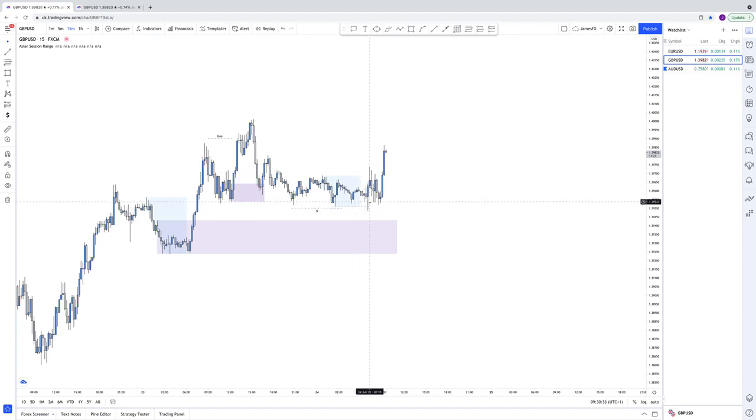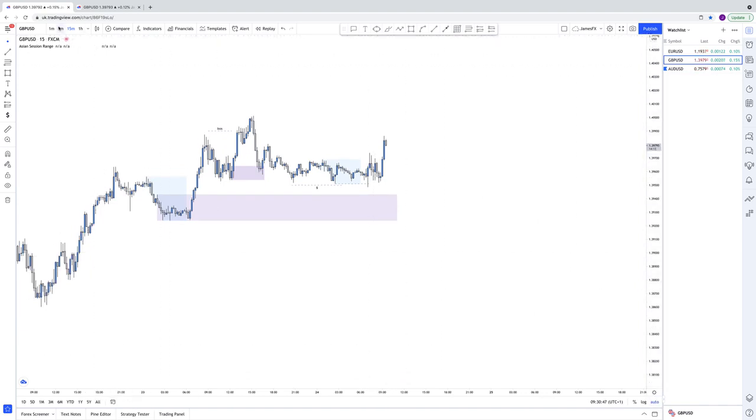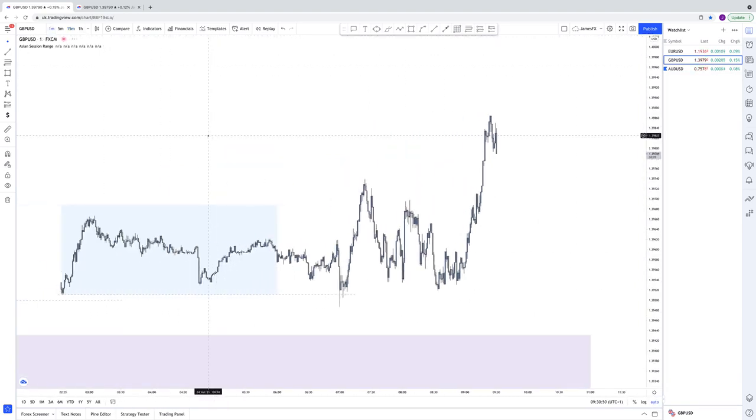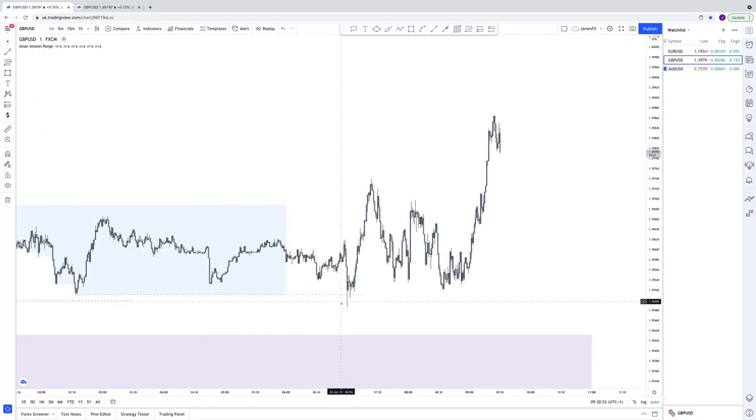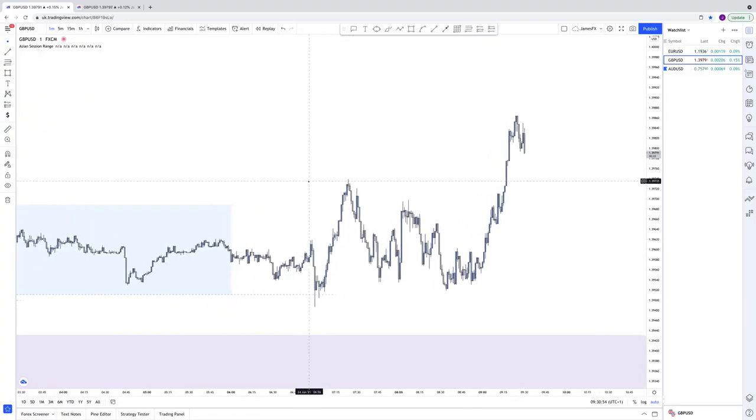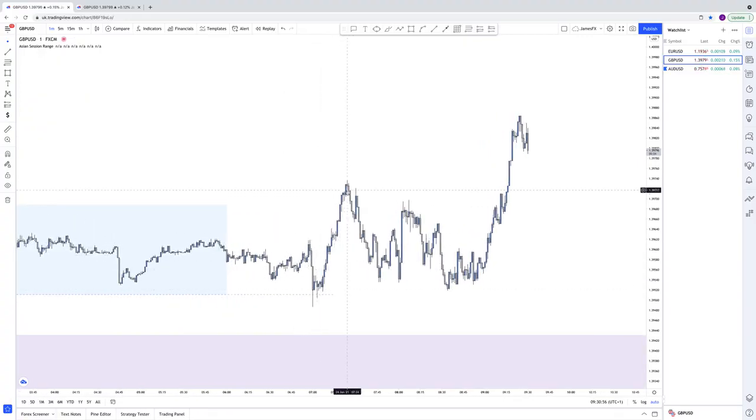Okay, so this is so clear, like it happens every day pretty much. We came down, took liquidity from the low, and then we reversed up. And if I go to the 1, we can see that liquidity sweep there. And then what happened next? Well, we broke structure to the upside.